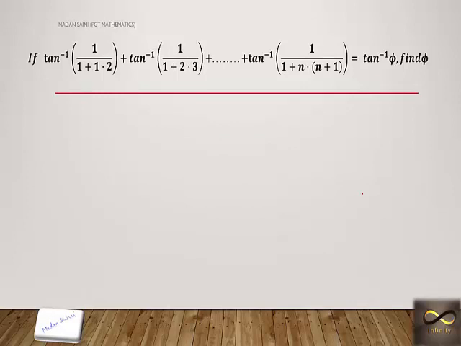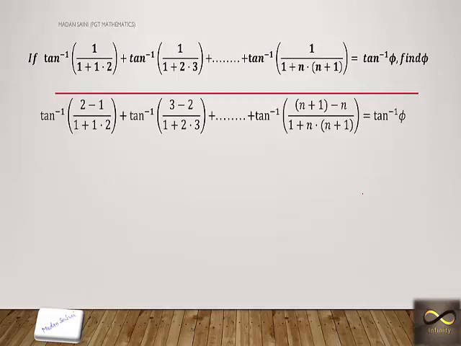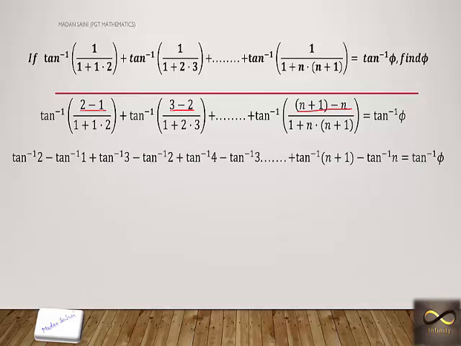Here you can see a long expression we have on the left hand side, and we have to find out the value of phi. So we will start with writing 1 in the numerator of each expression as the difference of two numbers. In the first expression I wrote 2 minus 1 with the help of these two numbers in the denominator. Here 1 is replaced with 3 minus 2, and in the last expression I wrote n plus 1 minus n.